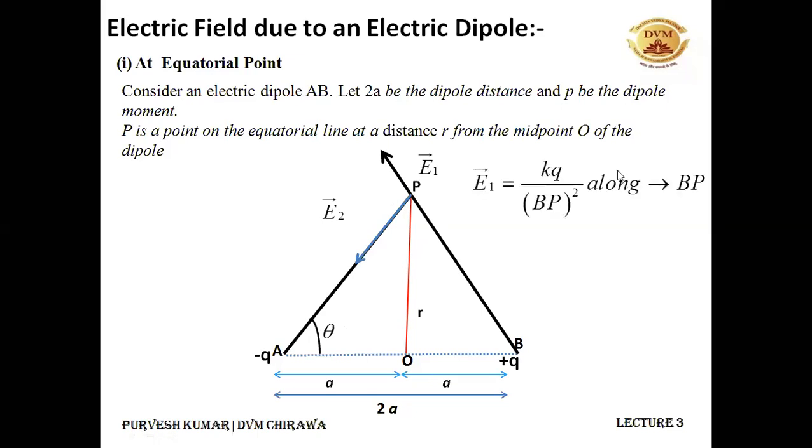All right. So this E1 can be written as KQ upon BP square. The distance between the point P and the charge placed at B is BP, and KQ upon R square becomes KQ upon BP square. It is along BP. Now, the electric field at point P because of the charge placed at A is KQ upon AP square. The distance between point P and A is AP, and it is along PA. It is towards this direction. I do hope it is clear. Very good.